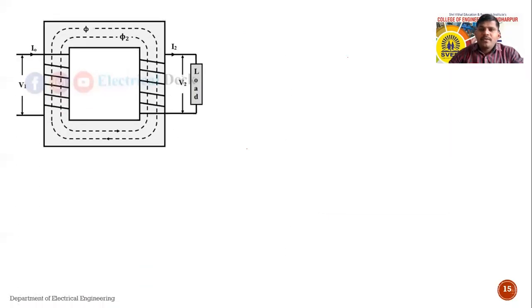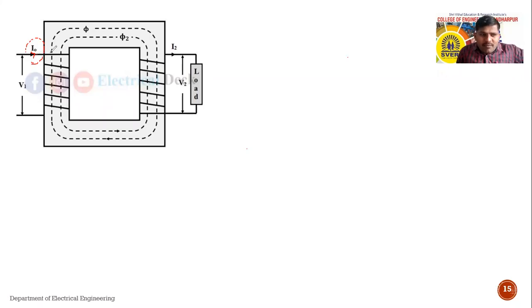Okay, in case of no load condition, that means when the transformer is on no load condition, I have drawn a diagram here. If the transformer is on no load condition, then to overcome the no load losses, some current will be taken from the supply. So the transformer will take some current, that is I0 current, from the supply.